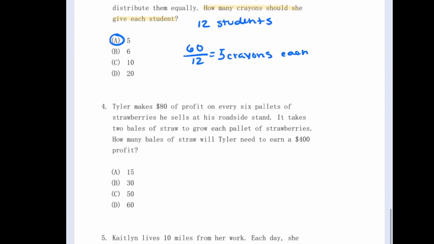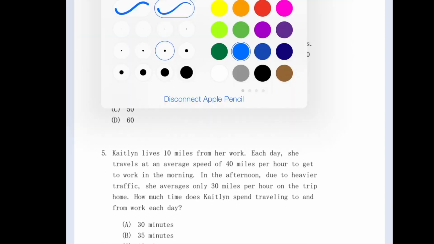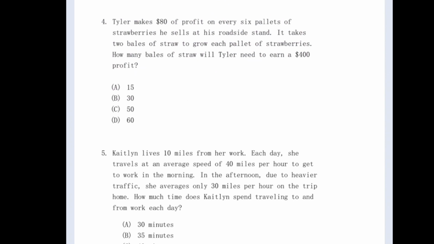Tyler makes $80 of profit on every 6 pallets of strawberries he sells at the roadside stand. It takes 2 bales of straw to grow each pallet of strawberries. How many bales of straw will Tyler need to earn $400 in profit? So again, what is the question? How many bales of straw will Tyler need to earn $400?